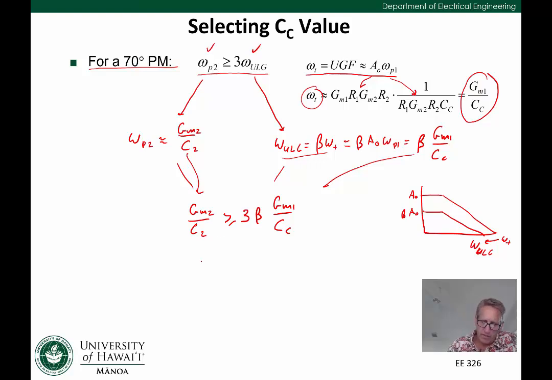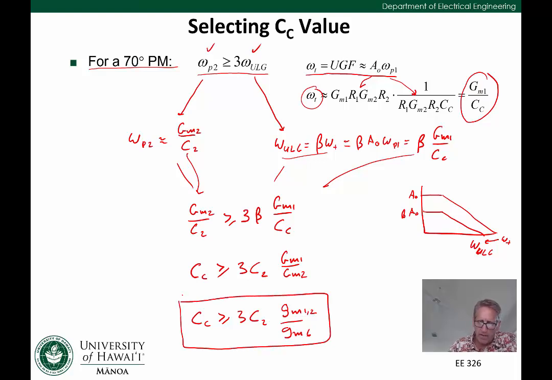And now if we solve for CC, we get that CC must be greater than or equal to 3 times C2 times GM1 over GM2. And if we substitute in the small signal gms from the transistors, we get this final equation: 3 times C2 times little gm 1, 2 over GM6. So this is a nice design equation.